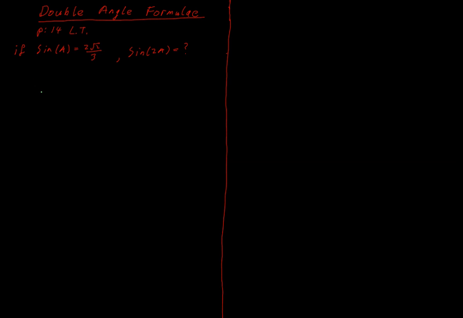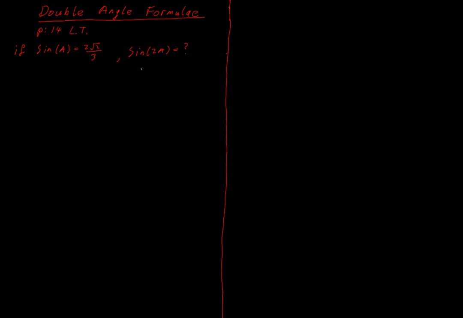Hello, today we're going to look at the double angle formulas, and they are on page 14 of your log tables. So we should have page 14 of our log tables open so that we can work through these as I go. So if sine of A is equal to 2 root 2 all over 3, what would sine of 2A be equal to? This is what we mean by a double angle. We have 2A instead of just A for our angle.